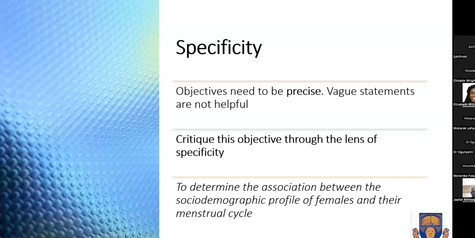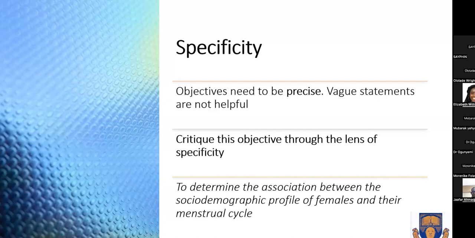So remember, once again, specificity is about precision. Science is about precision. And therefore, when you're telling me what you were looking for in terms of your association, there must be precision about it. Right now, saying you're looking for an association between the demographic profile and whatever is not precise.